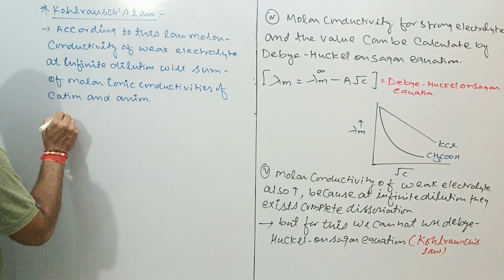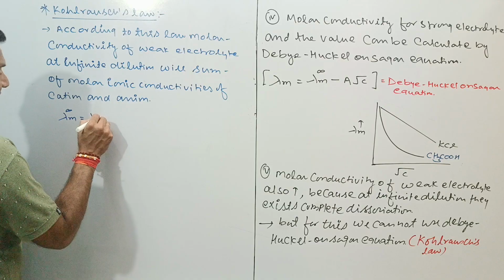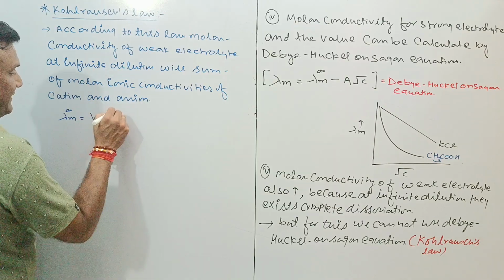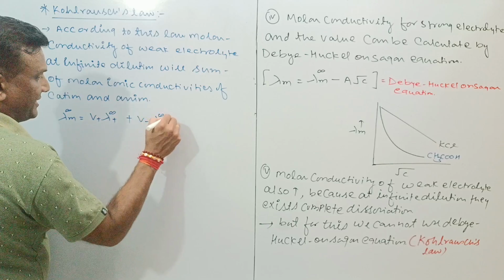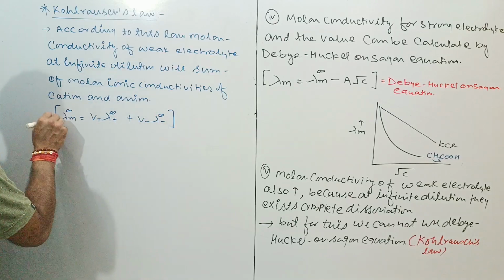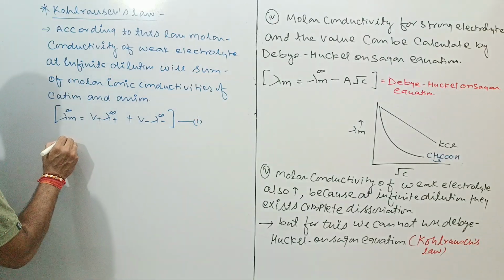सो फॉर दिस लैम्डा इनफाइनाइट एम इज इक्वल्स टू, वी कैन टेक जस्ट वी प्लस, एंड दिस इज द लैम्डा इनफाइनाइट प्लस प्लस वी माइनस लैम्डा इनफाइनाइट माइनस. दिस इज द कॉलराउस लॉ. व्हाट आर द जस्ट वी प्लस एंड वी माइनस?